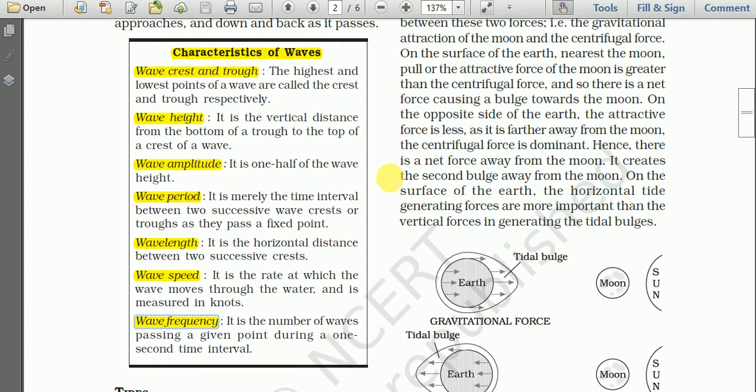Are you clear? Do you have any questions regarding the characteristics of waves?